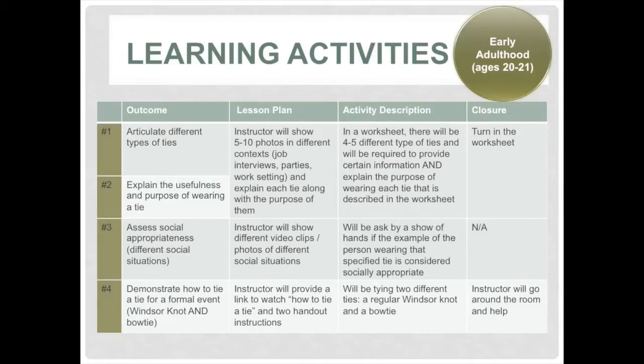In the third learning outcome, learners will be looking at different social situations. In the group discussion, whether it is a video clip or photo, they will consider whether or not it is socially appropriate. For example, wearing a bow tie that is colorful and bright would or would not be socially appropriate in an interview context. In the fourth learning outcome, young adults will attempt to tie 2 different types of tie. One would be the Windsor knot, and the second would be a bow tie.